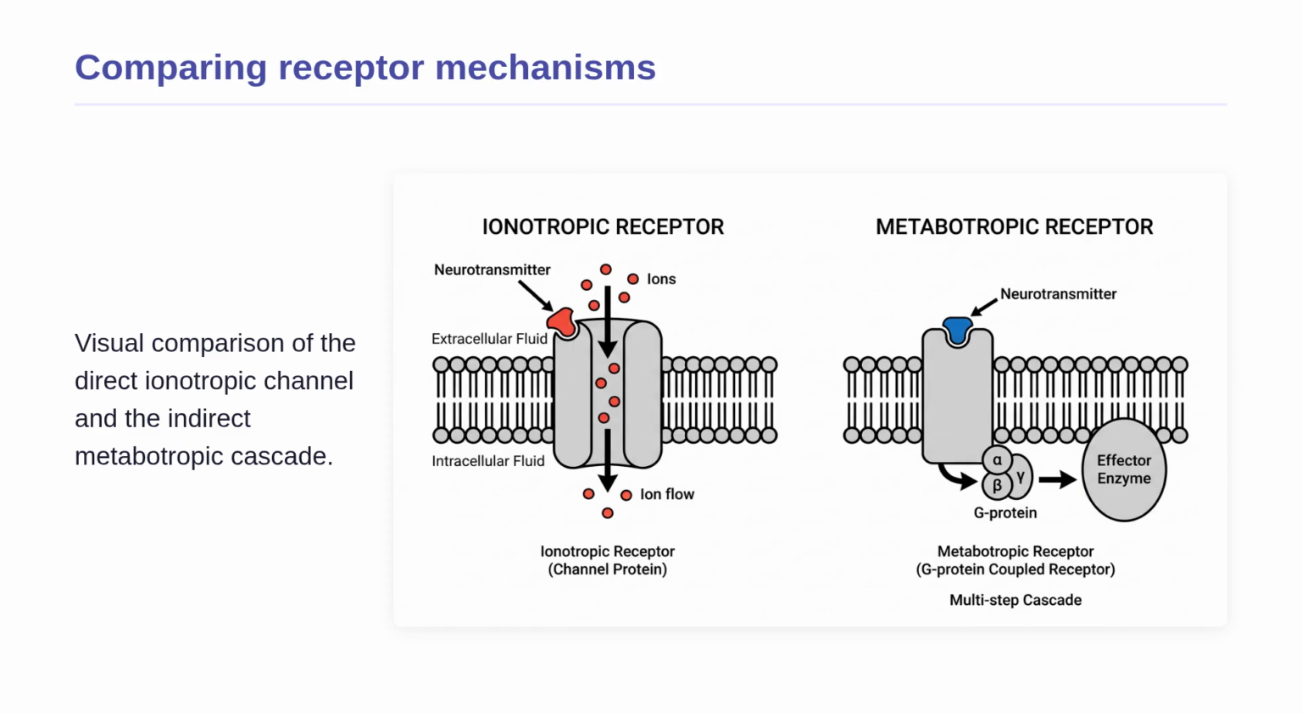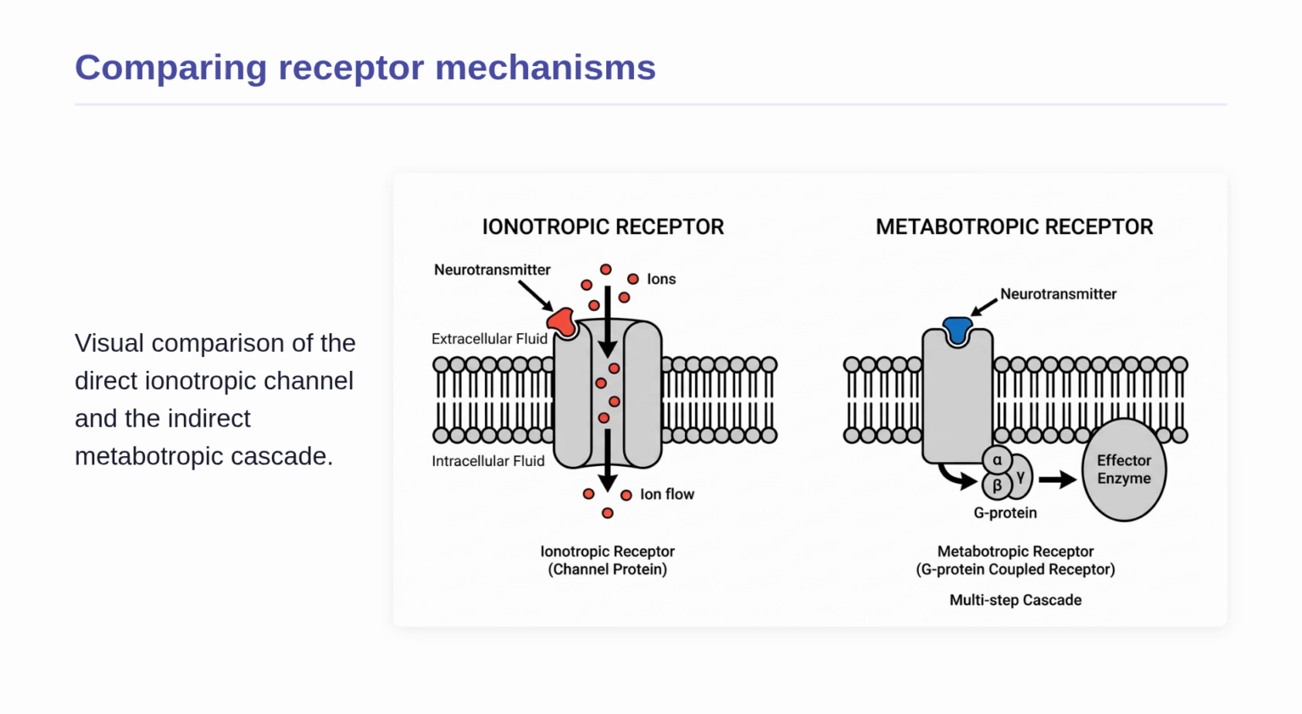Now that we have calculated the effects of both systems, let us look at this diagram which perfectly summarizes their fundamental differences. On the left, you see the direct, fast action of the ionotropic receptor. Notice how the receptor and the ion channel are the exact same physical structure. The neurotransmitter binds, and the ions flow straight through the open pore, visualizing our key and lock analogy.